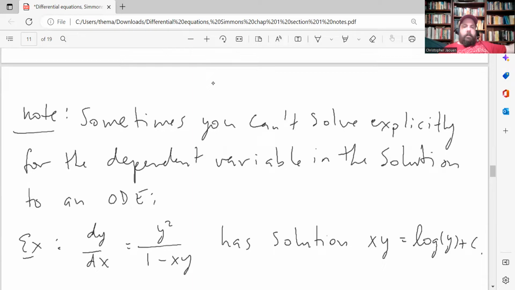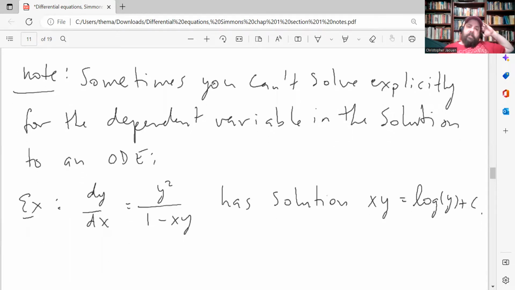Okay. Here's some difficulties that come up with differential equations. Sometimes when you find the solution, it's actually not possible to solve explicitly for the dependent variable in terms of the independent variable in the ODE. So for example, if you solve this differential equation, you get this solution. But notice that you can't actually solve for y explicitly in terms of x in this formula that we have here. Right, so sometimes, in fact a lot of times, that actually happens.